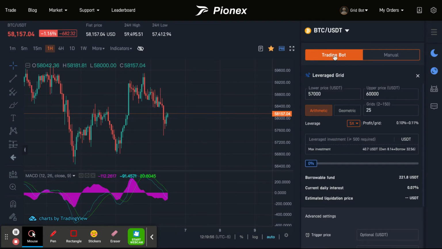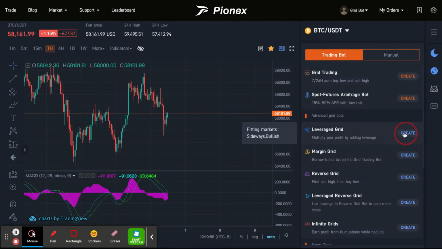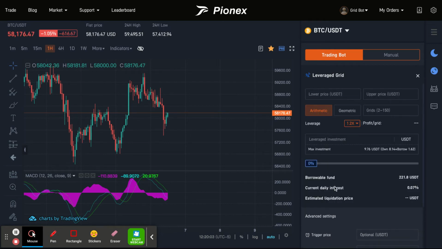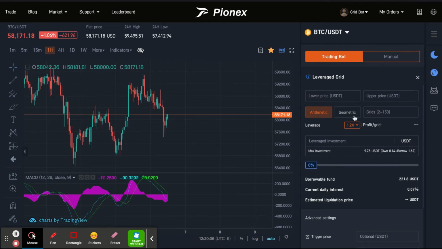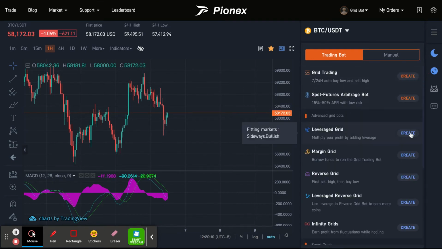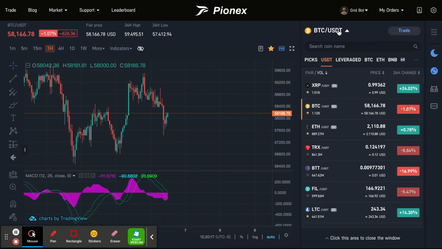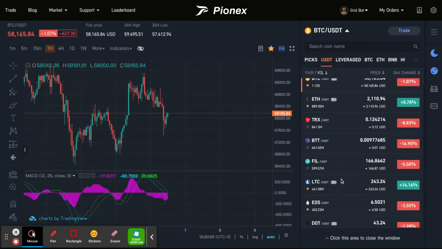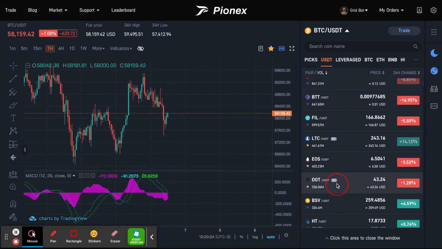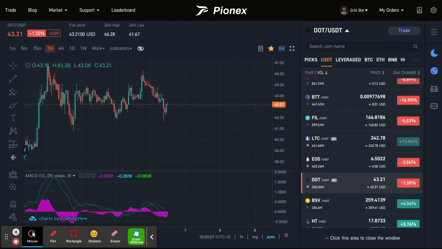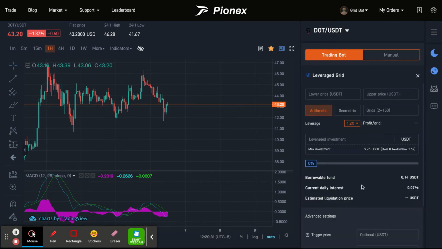There was at one point, let me see what DOT looks like, or THETA. I don't know if they end up having it. I'd have to search for it up here. Let's see. Can I get it? DOT. Try DOT. We'll see what it says. Yeah. So right now, as we're talking, there is only 0.14 USDT available to borrow. 14 cents is in this group.